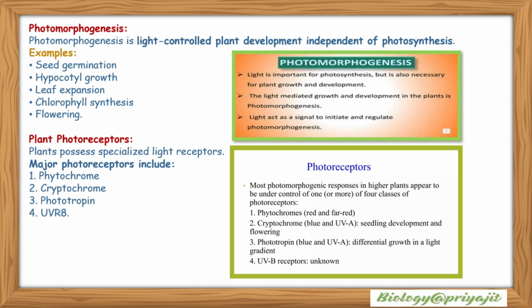Plant photoreceptors. Plants detect light through specialized photoreceptors. The most important photoreceptor is phytochrome, which controls red light responses, and blue light responses are controlled by cryptochromes and phototropins. These receptors regulate processes such as phototropism, stomatal opening, and circadian rhythms. So basically, plant photoreceptors are phytochrome, cryptochrome, phototropin, and UVR8.